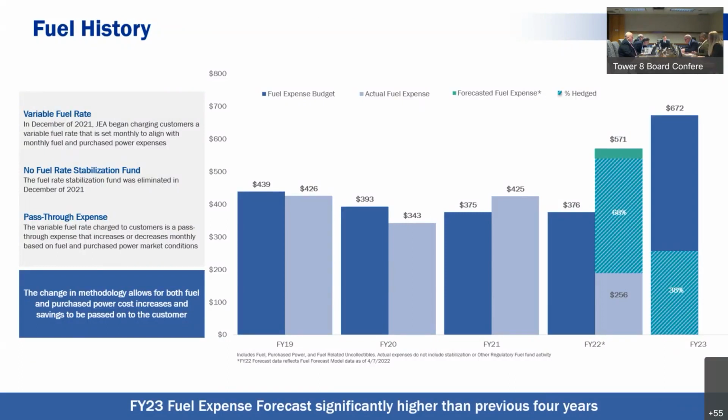The change in our fuel charge methodology enables us to react more quickly to swings, which allows consistent recovery. The expense is passed directly through to customers, so staff is working diligently to mitigate the variability and high expenses through planning and hedging activities. And the percent hedged you can see in the hash marks in the bar.